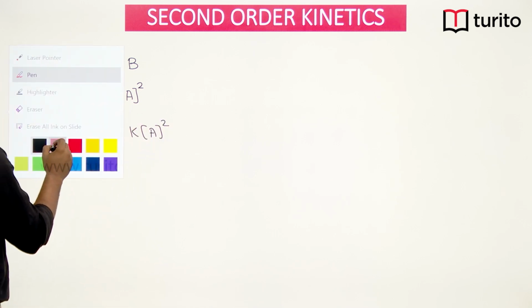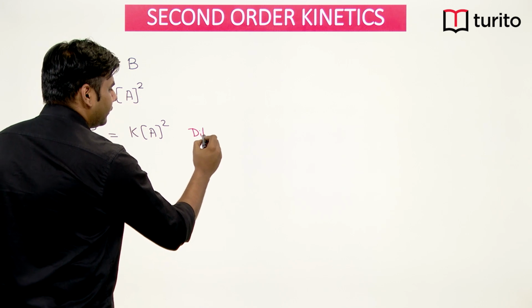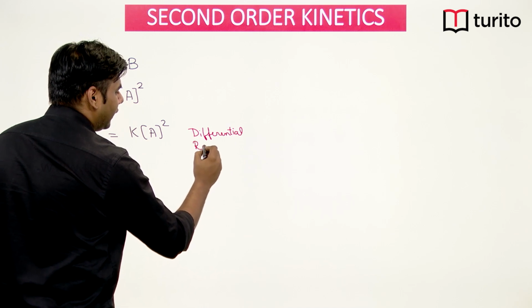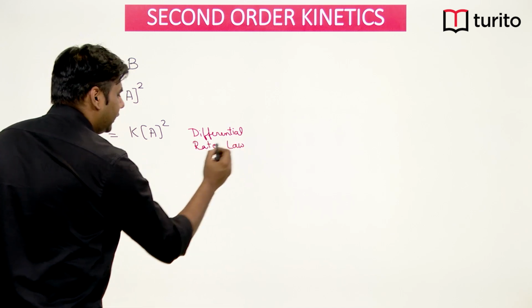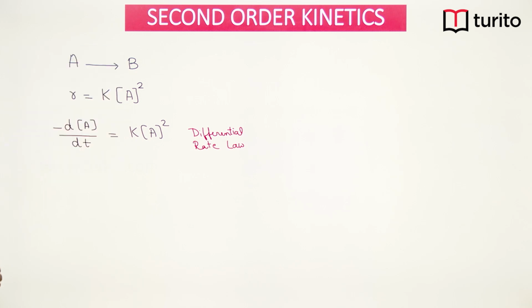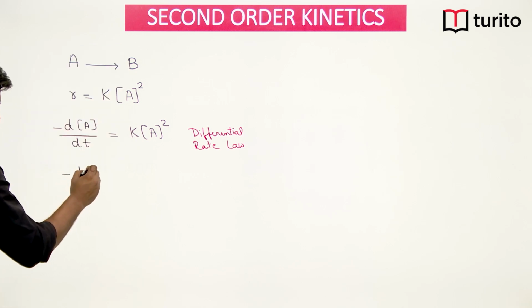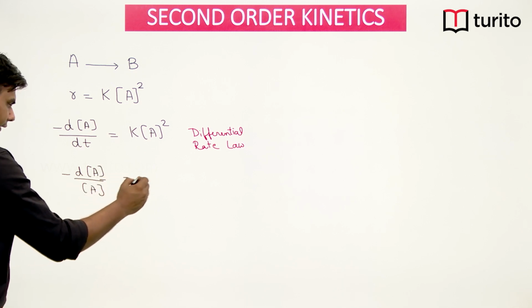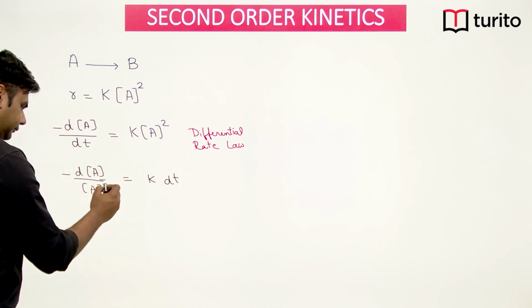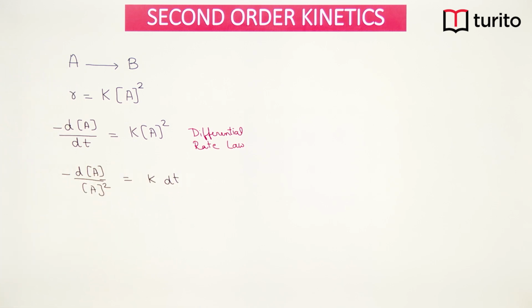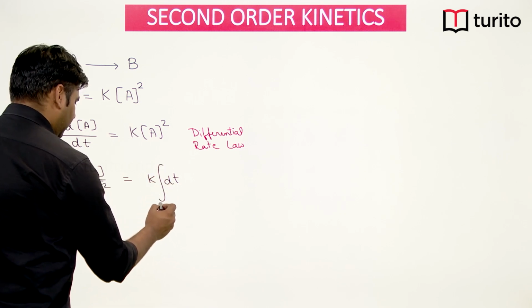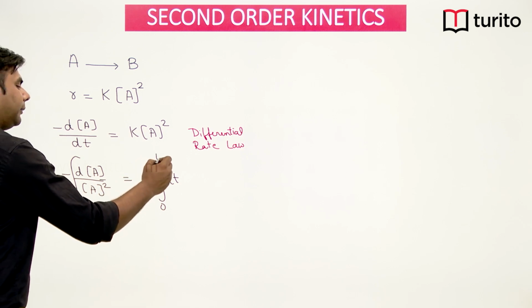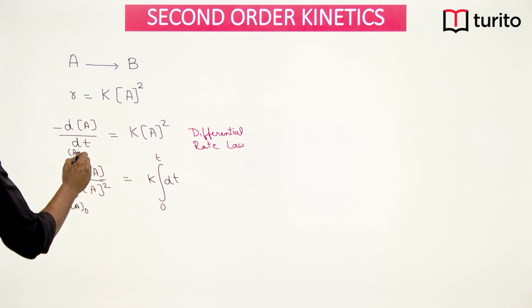So this is the differential rate law, because this is the differential equation. Now we have to carry out an integration to get the integrated rate law. So I will bring the concentration term here and take the dt over there. Now we know that at time t equals 0, the initial concentration of A was A naught, and after some time t, the final concentration of A is At.